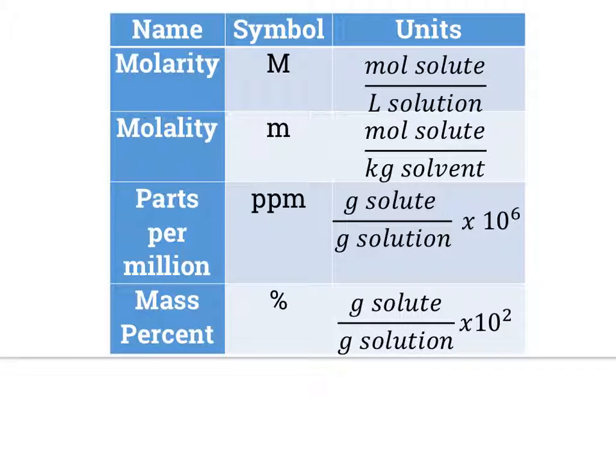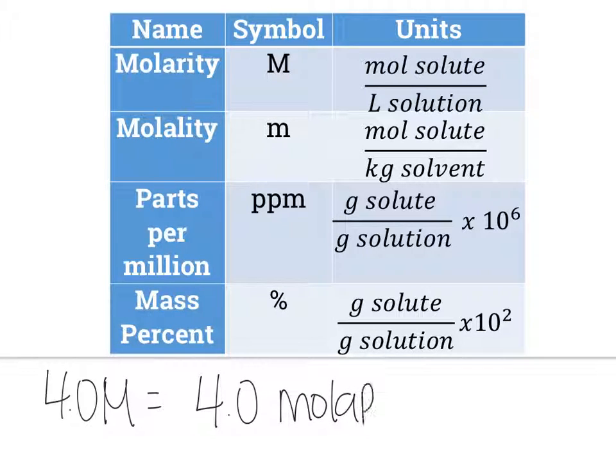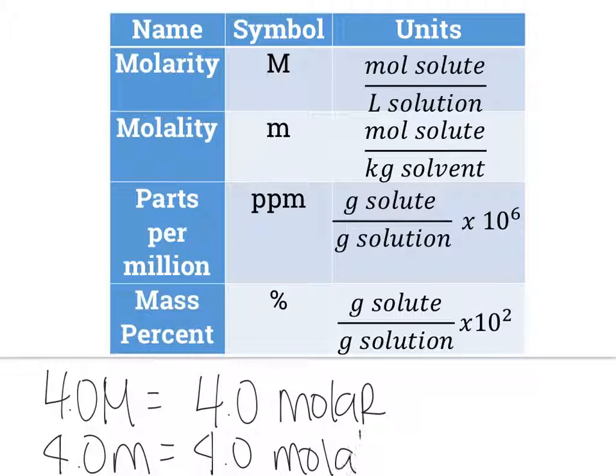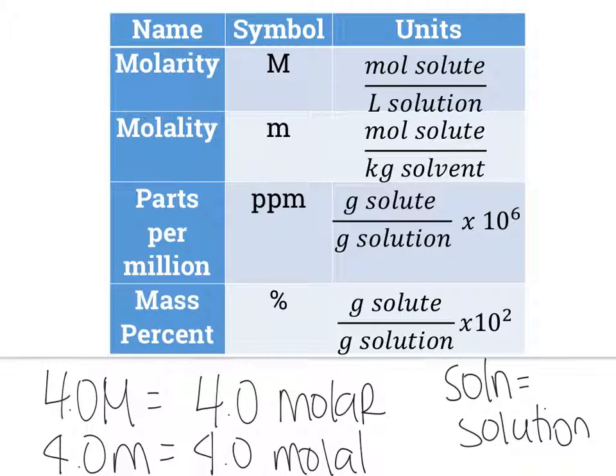Before I go on, it is important to note that with molarity, if we've got 4.0 molarity, we'll call that 4.0 molar. That's how we'll actually say it. Just like for molality, it will be 4.0 molal. You might see that in some of your tests or your homework. And SOLN is the abbreviation for solution. You're not going to be tested on those, but you're going to be seeing them, so make sure you know what they mean before you go on.